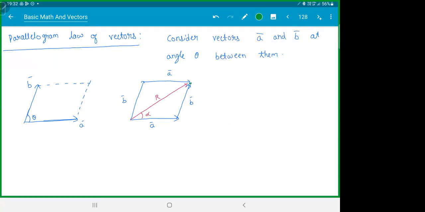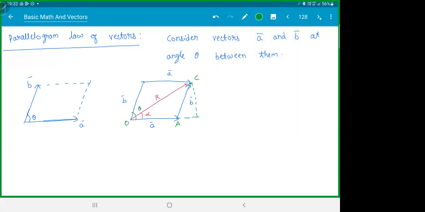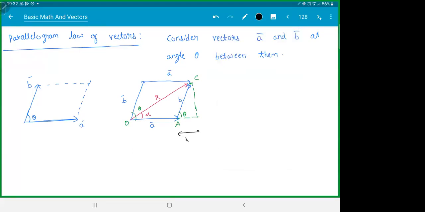So from this point here, let's call it O, A, and C. Drop a perpendicular. This whole angle is theta, so this angle is also theta. So from this triangle, if you see, this length is B here. So this length will be B cos theta, the adjacent side. This height will be B sin theta, the opposite side.